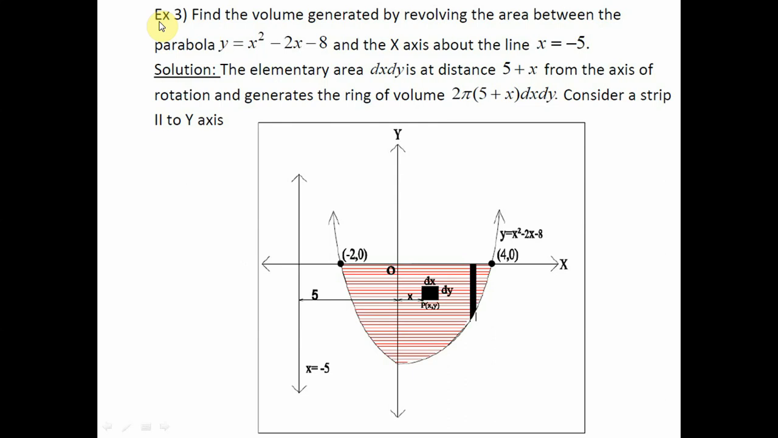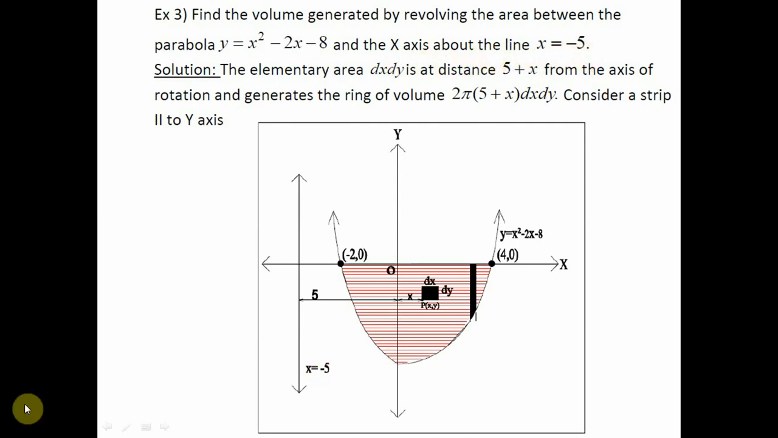Now let us take the third example. Find the volume generated by revolving the area between the parabola y is equal to x square minus 2x minus 8 and the x-axis about the line x is equal to minus 5.